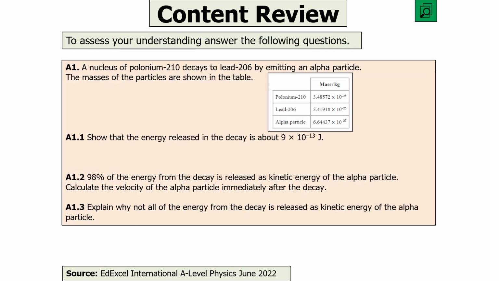The next question says, a nucleus of polonium-210 decays to lead-206 by emitting an alpha particle. Show that the energy released in the decay is about 9 times 10 to the minus 13 joules. 98% of the energy from the decay is released as kinetic energy of the alpha particle. Calculate the velocity of the alpha particle immediately after the decay. Then explain why not all of the energy from the decay is released as kinetic energy of the alpha particle.